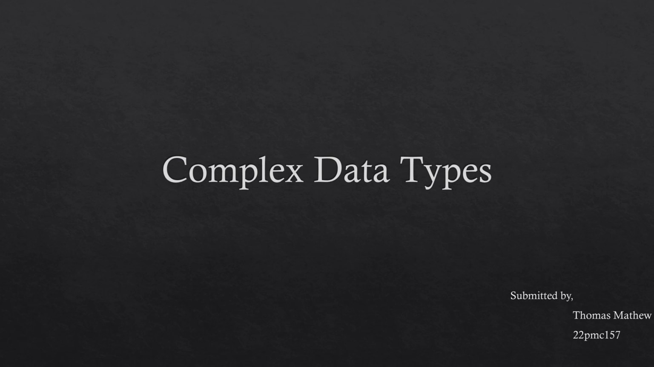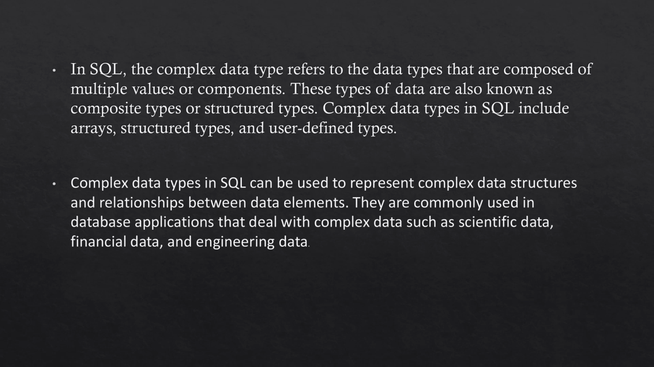In SQL, the complex data type refers to data types that are composed of multiple values or components. These are also known as composite types or structured types. Complex data types in SQL include examples like arrays, structured types, and user-defined types. They can be used to represent complex data structures and relationships between data elements. They are commonly used in database applications that deal with complex data such as scientific data, financial data, and engineering data.